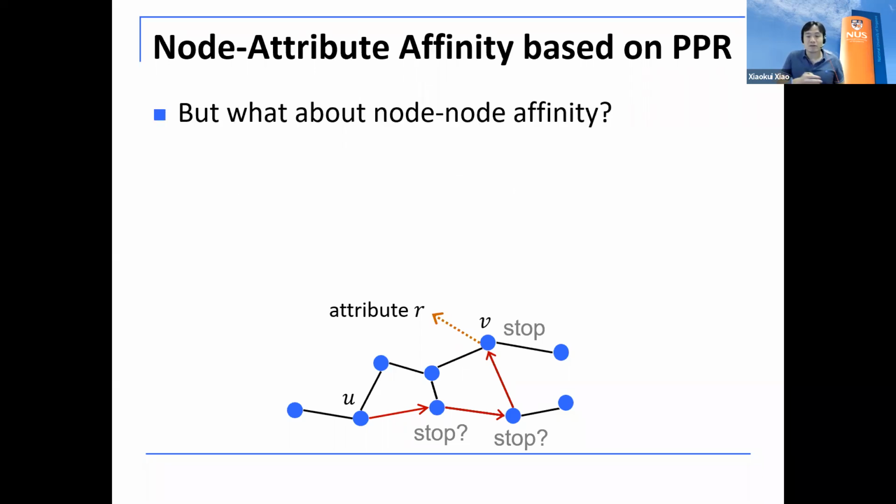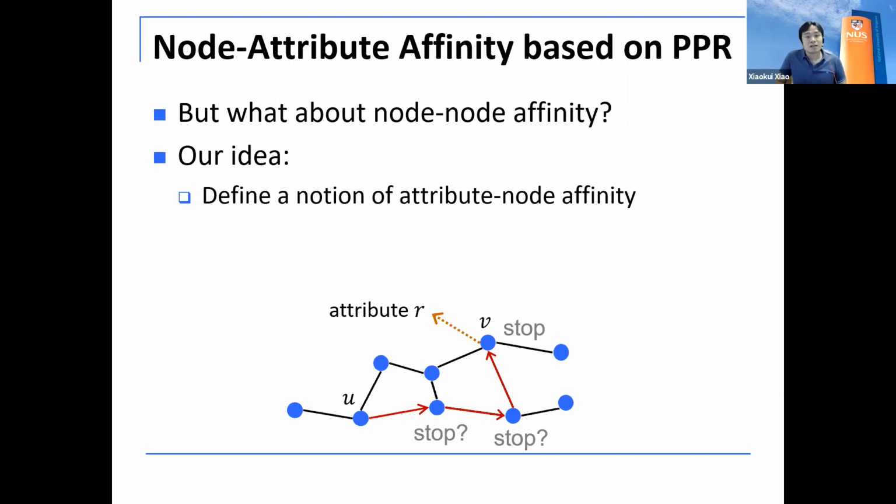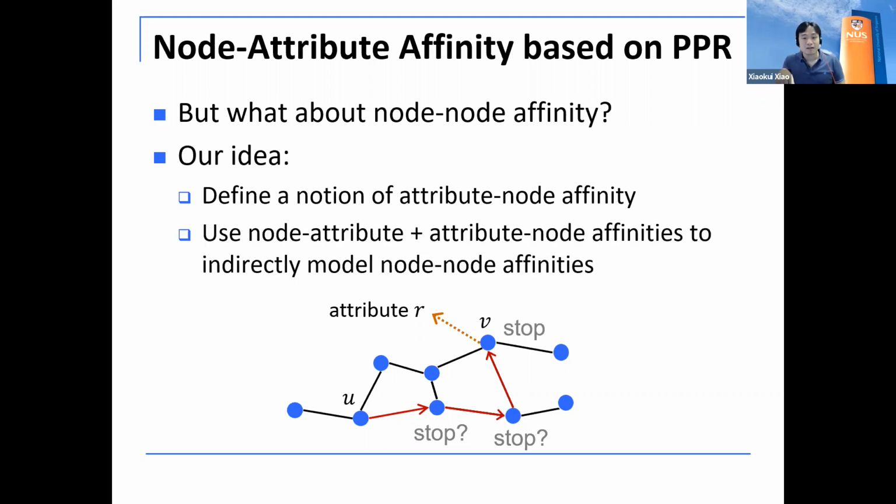Okay, now what about the affinity from node to node? A straightforward solution would be to apply the kind of random walk that we had in the non-attributed graph and do it in the same way. But that's not what we did in our solution. Instead, we define a notion of random walk that starts from an attribute and ends at a node. So it's a reverse type of random walk with respect to the previous random walk that we discussed. And then we combine the random walk from node to attribute and the random walk from attribute to node to indirectly model the affinity from one node to another.